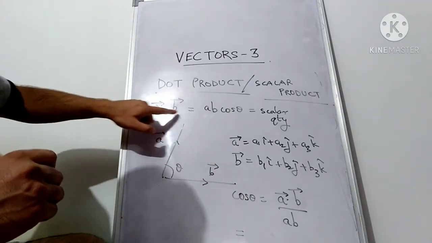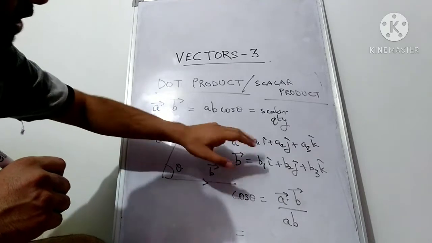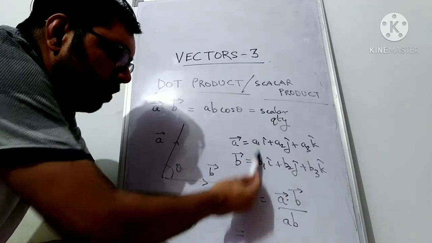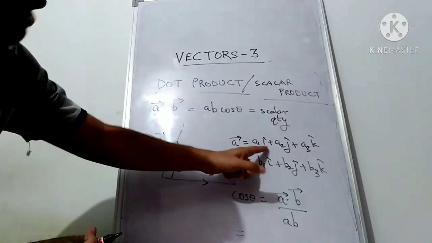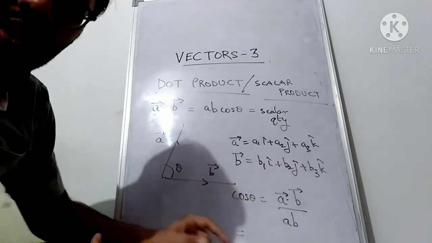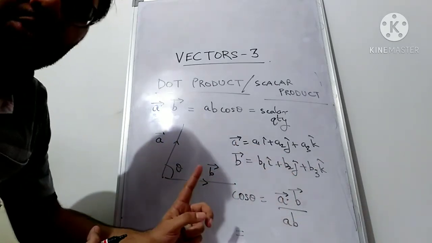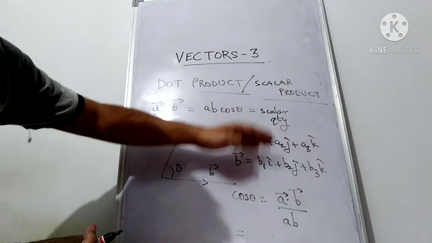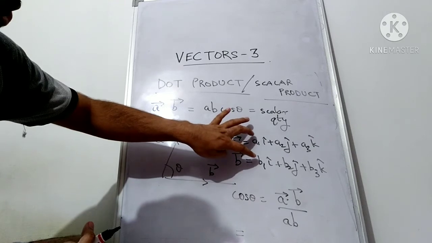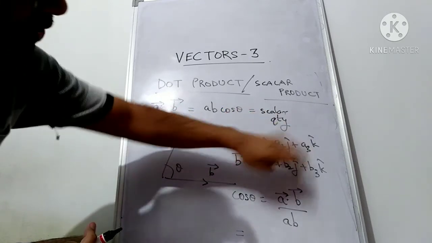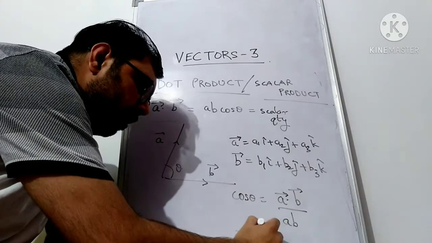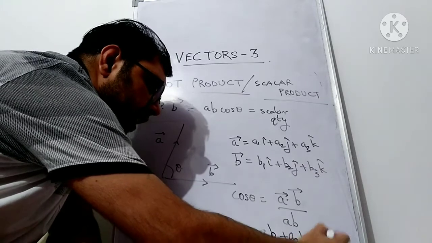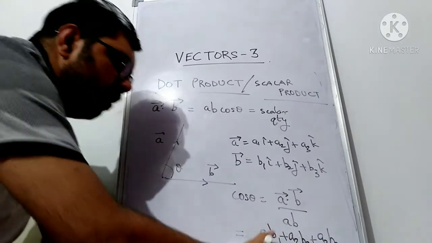So if you take the dot product of these two vectors, we just multiply the same coefficients. The coefficient of i cap is a1 here, and the coefficient of i cap is b1, so you multiply a1 b1, because i dot j will be 0 and i dot k will be 0. I cap, j cap and k cap are all mutually perpendicular unit vectors. So we only take the product of the similar coefficients: the product of the i cap coefficients, the j cap coefficients, and the k cap coefficients. So in the numerator you will get a1 into b1 plus a2 into b2 plus a3 into b3, divided by a into b.